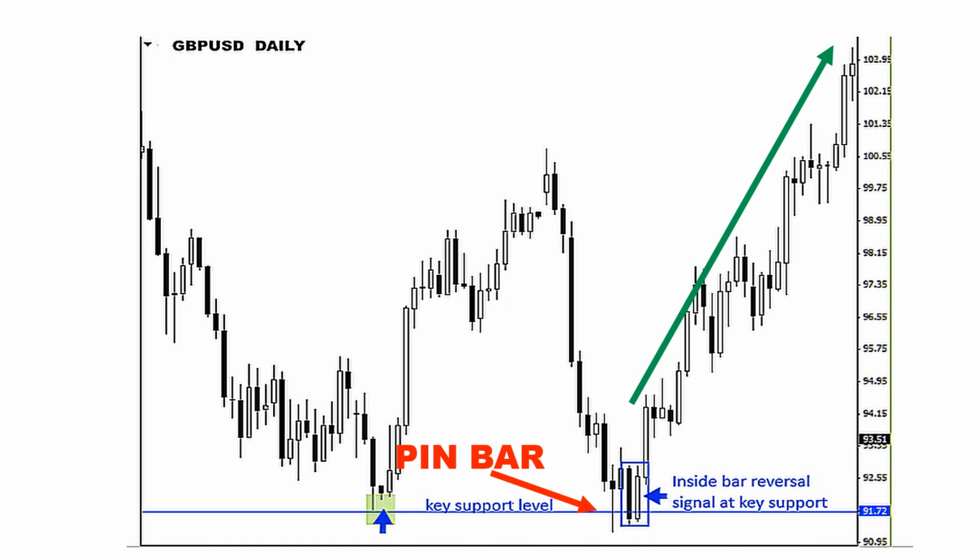Traders must avoid entering trades against the prevailing trend when it has reached key support or resistance levels. Traders should rather look for reversals.